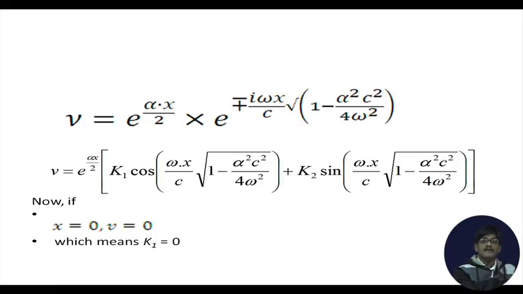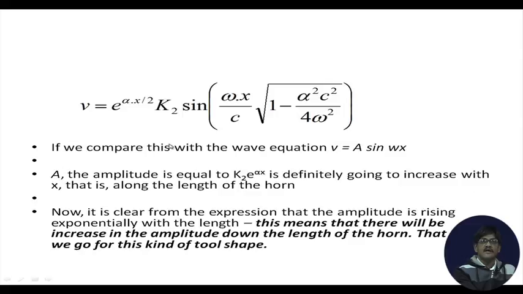So k1 becomes equal to 0 and k1 vanishes. If k1 vanishes, let's see what we have here. We have this expression. It's interesting to see that the amplitude of vibration, this term, has an x-dependent expression. That means the amplitude is dependent upon the distance from the transducer.